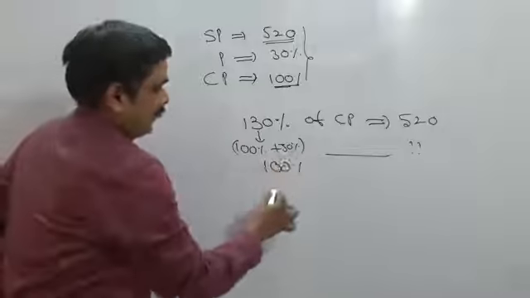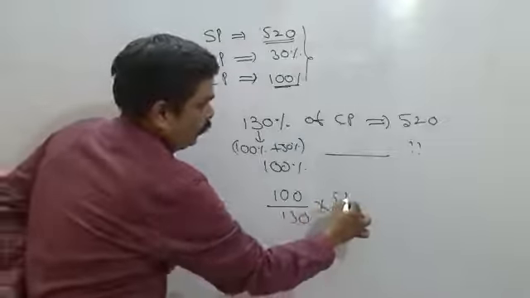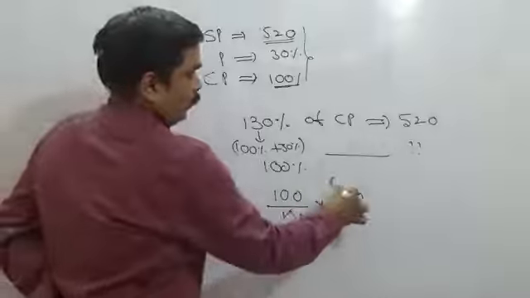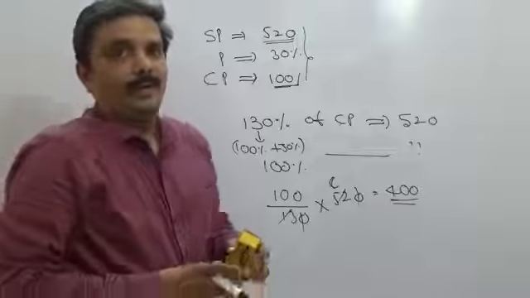Now in this case, it should be 100 by 130 into 520. Go for the simplification, right? So it should be 4 times, my answer is 400. Hope you got the idea.